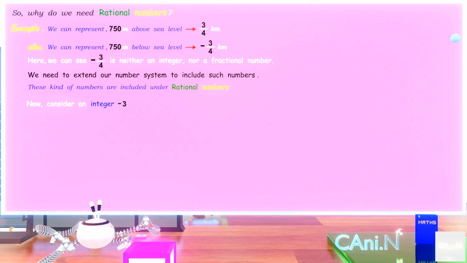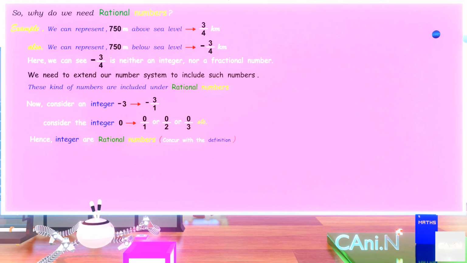Now, consider an integer, -3. This can be expressed as -3 by 1. Also, consider the integer 0. This can be written as 0 by 1, or 0 by 2, or 0 by 3, etc. Hence, integers are rational numbers, since they concur with the definition of rational numbers. Thus, rational numbers include integers and fractions. Hence we can say rational numbers include natural numbers, whole numbers and integers.